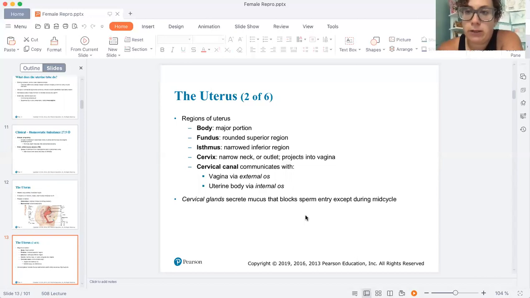As far as the cervix, females normally from age 30 and below have to get tested for something called HPV, which is a sexually transmitted infection, and that can cause cervical cancer if left unchecked. That was a random side tangent there, but the cervix actually has glands in it. So if females notice that they have more mucus secretion throughout their cycle, it's because these cervical glands are secreting mucus, and what that does is it helps block sperm entry, except during ovulation, or mid-cycle.